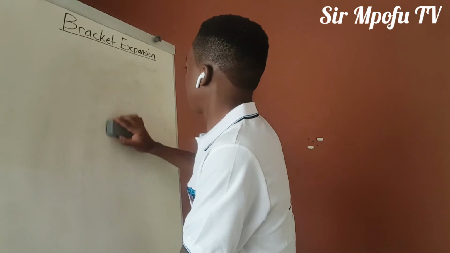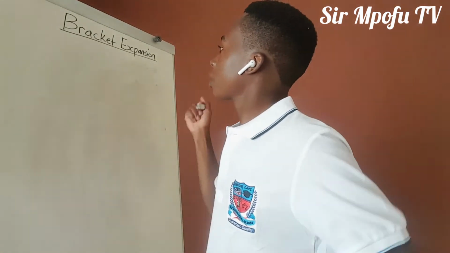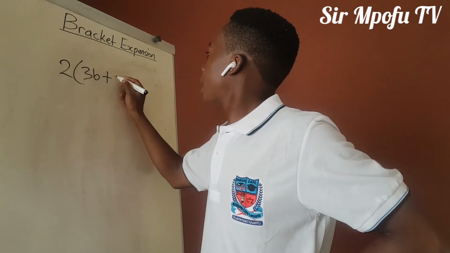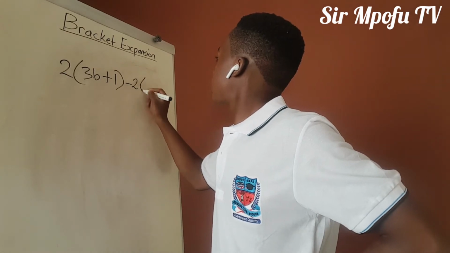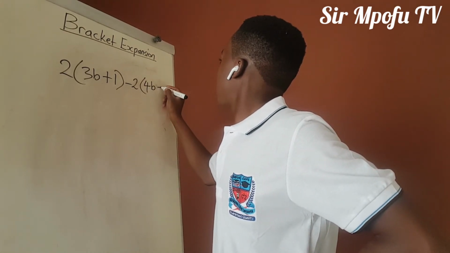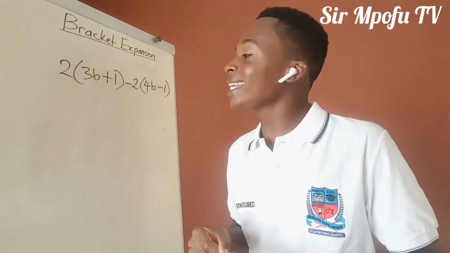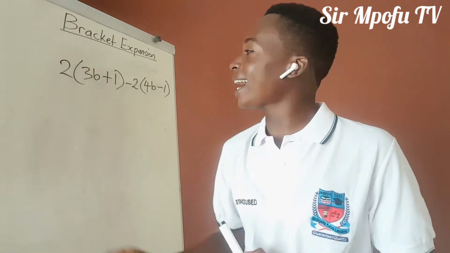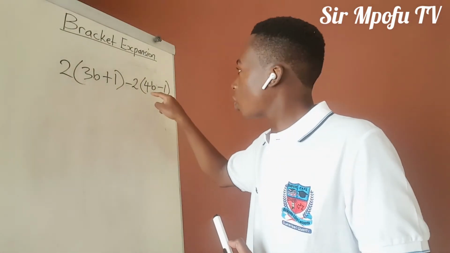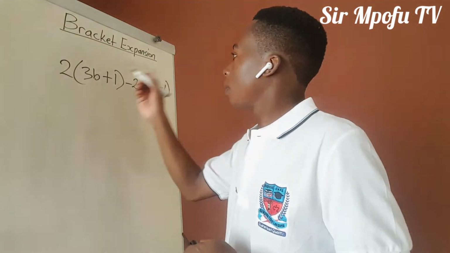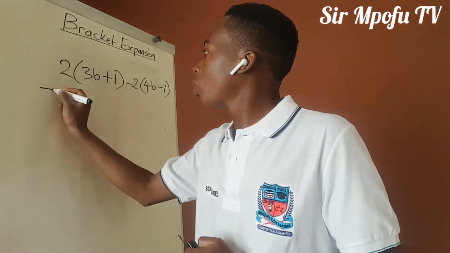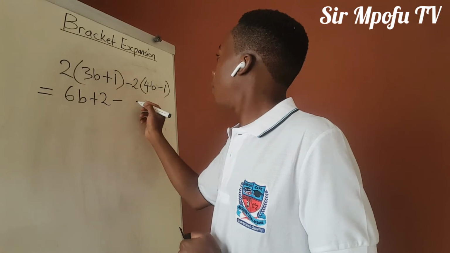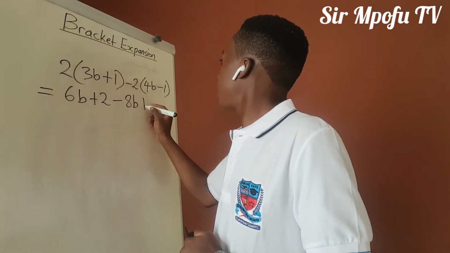Let's say you have something like this: 2 times 3b plus 1, minus 2 times 4b minus 1. What I want you to take note of and understand is that if you have a negative sign outside the bracket, that negative sign will change all the signs inside. So the signs inside will change. But here, if there's no sign, as I told you, automatically there is a positive sign. So nothing will change here.